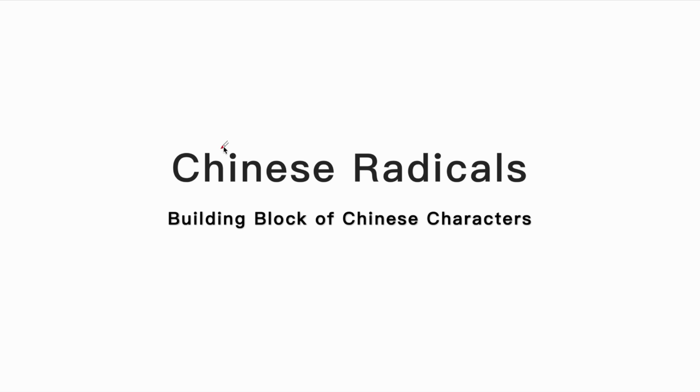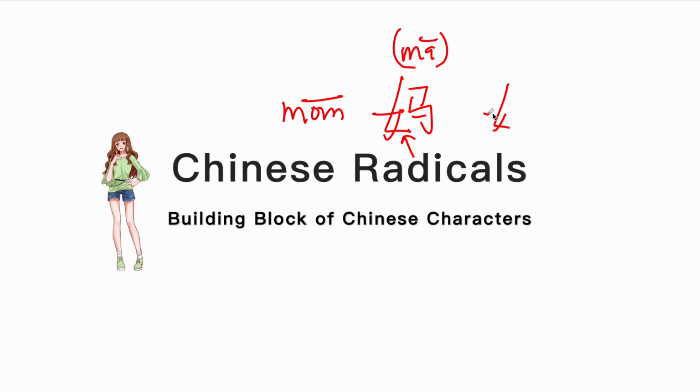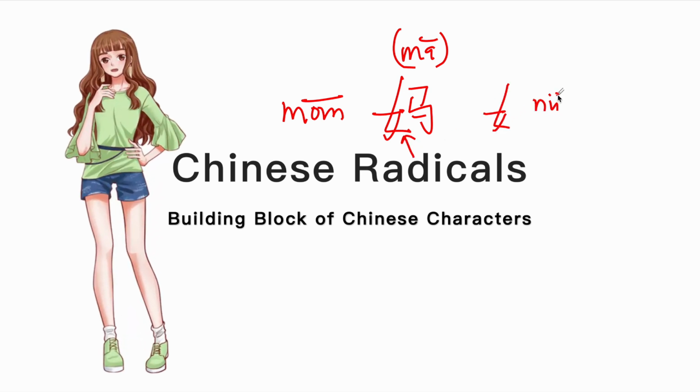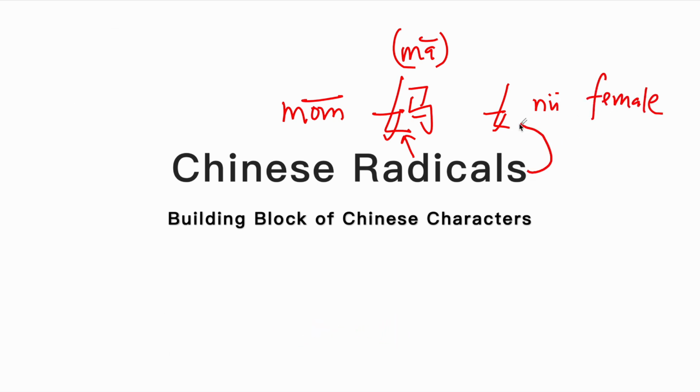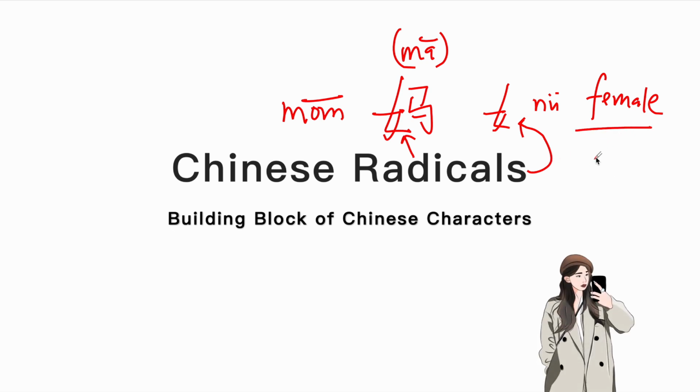Well, in this video, we are going to talk about Chinese radicals, which are building blocks of Chinese characters. So let me explain what that means real quick. If you want to say mom in Chinese, this is how we write that character, ma, and it has a very important radical, which is this radical, 女, this means female. So every time you see this radical, you can guess the meaning. Oh, this must be something related to female.